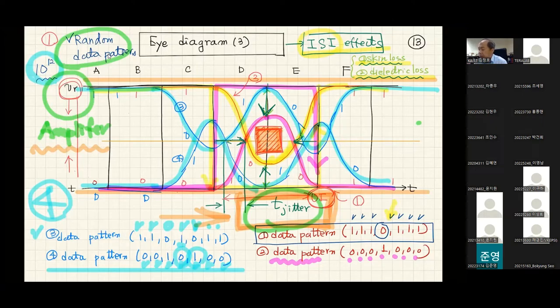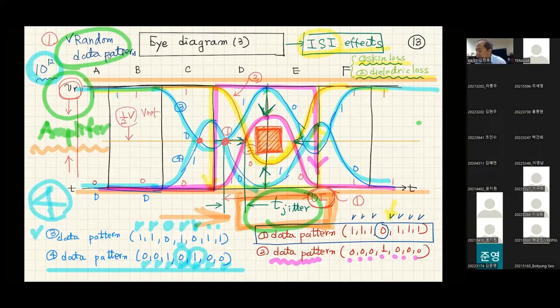Now, I would like to focus on something in this eye diagram. This yellow line is the half voltage level. If we look at a point where this voltage waveform is crossing this half voltage level, which could be the V reference level, we have two very distinct points, number one and number two.